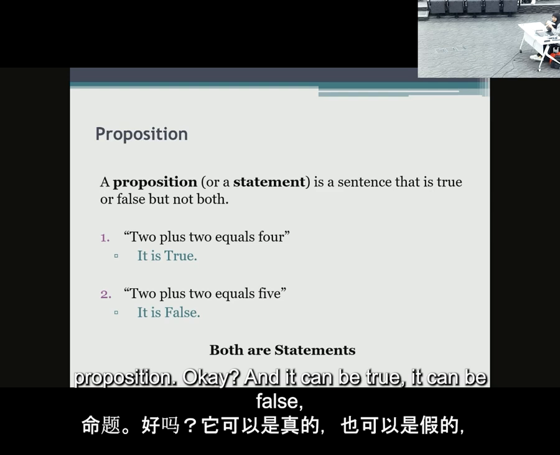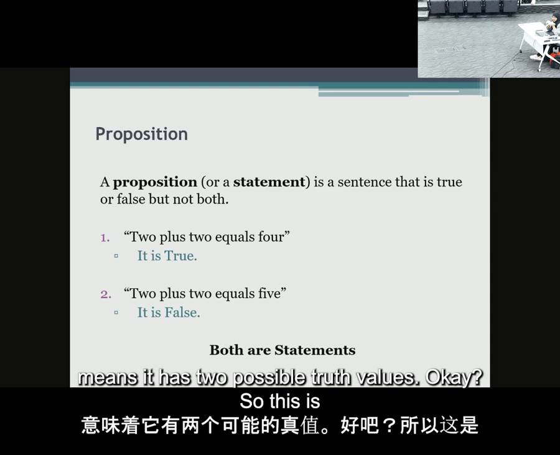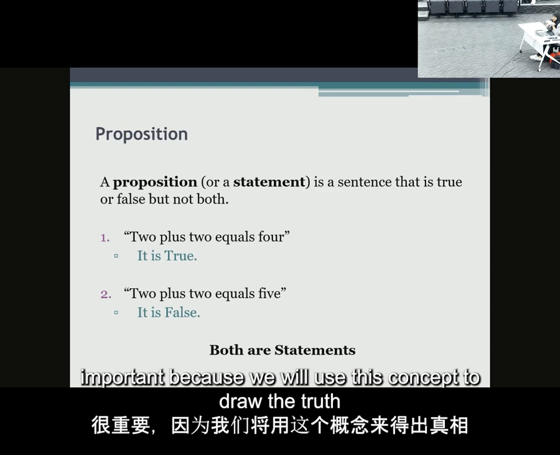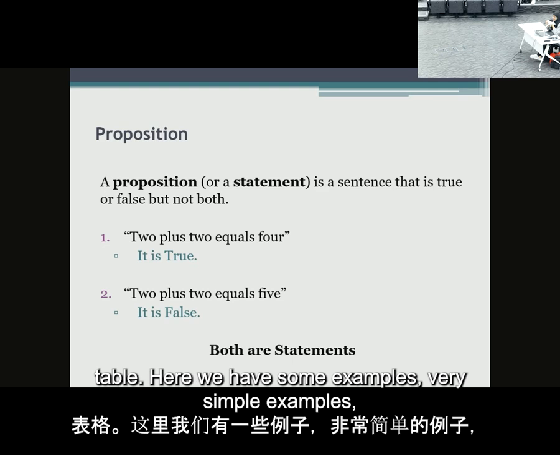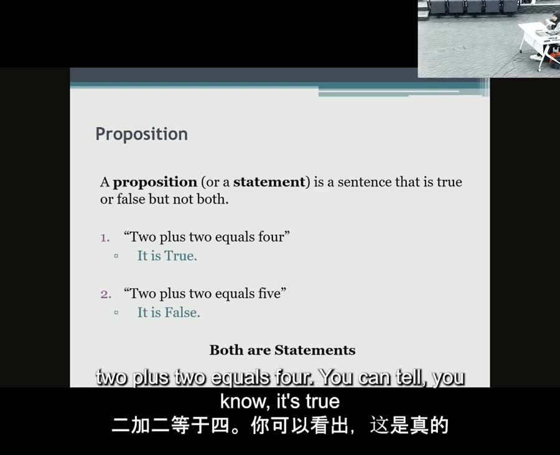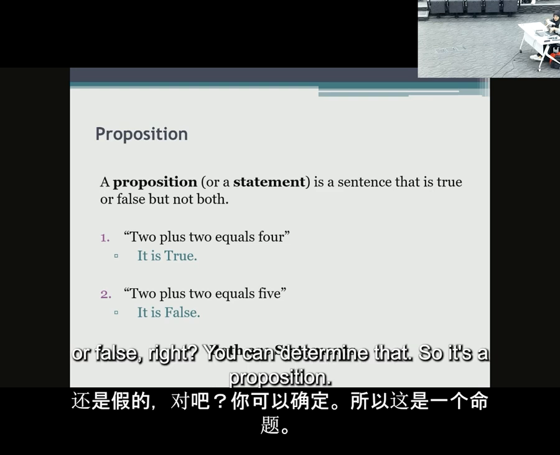Okay, and it can be true, it can be false, means it has 2 possible truth values. So this is important because we will use this concept to draw the truth table. Here we have some examples, very simple examples. 2 plus 2 equals 4. You can tell, it's true or false, right? You can determine that. So it's a proposition.